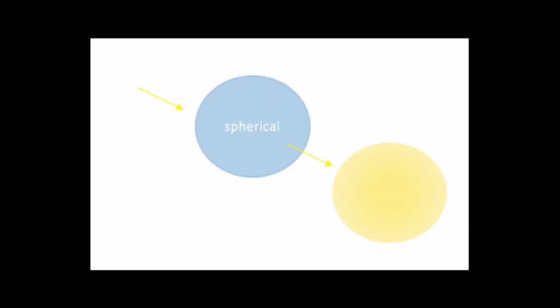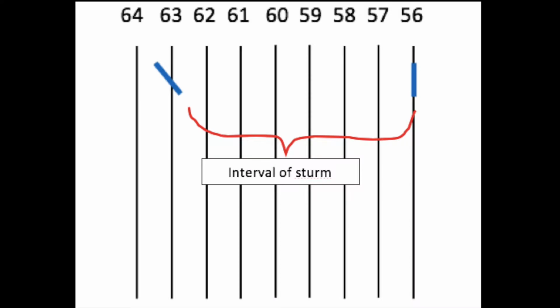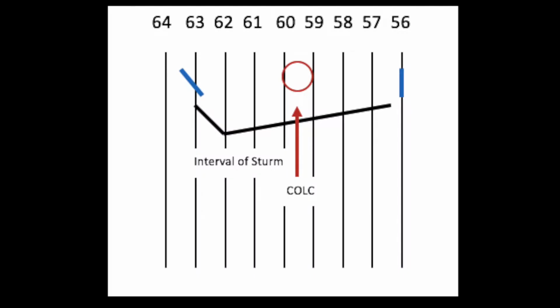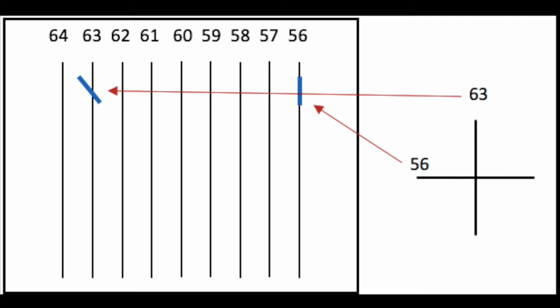Spherical and cylindrical lenses can be large, especially as shown here when light comes through. The interval of Sturm is the dioptric or physical distance between two focal lines. Directly between the two focal lines is the circle of least confusion. These two focal lines both represent the two meridians. The horizontal meridian forms the vertical focal line, while the vertical meridian forms the horizontal focal line.